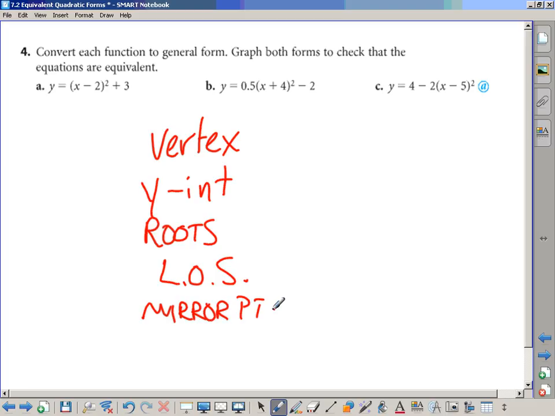Are there any more? 1, 2, 3, 4, 5. Is that it on that sheet? Let me see. 1, 2, 3, 4, 5. Yeah. We might also ask about the dilation at some point. Is there any dilation? Is there a reflection? And we'll just sort of discuss those along the way. So let's go ahead and do C.